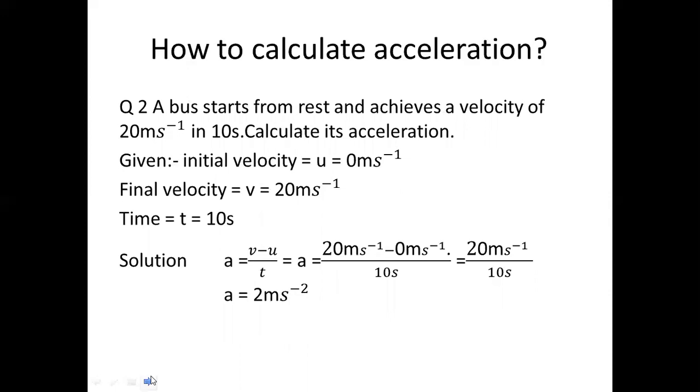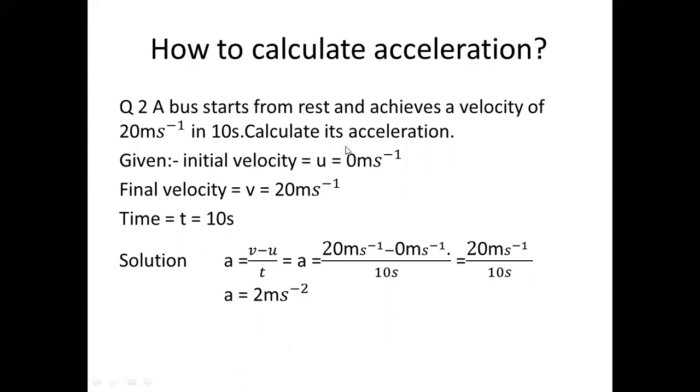Next example. A bus starts from rest and achieves a velocity of 20 meter per second in 10 seconds. Calculate its acceleration. So the formula of acceleration is a equals v minus u over t. We need to identify the value of final velocity and initial velocity. The bus starts from rest, which means that initial velocity u is 0. And it achieves a velocity of 20 meter per second, which means that final velocity is 20 meter per second.